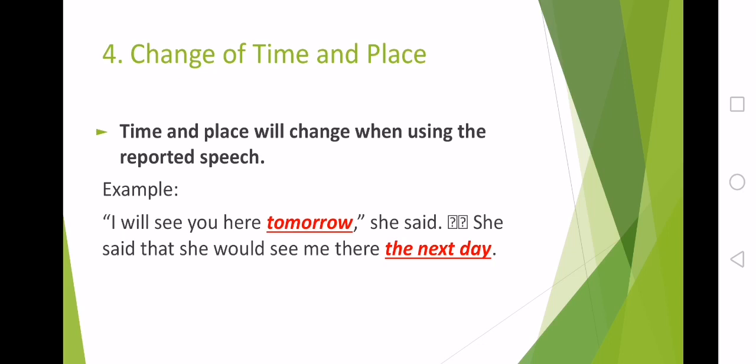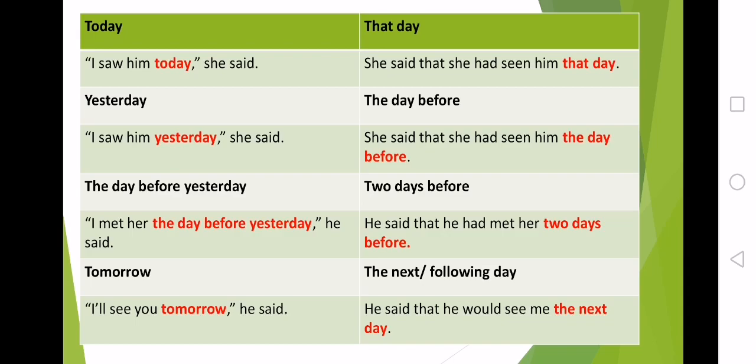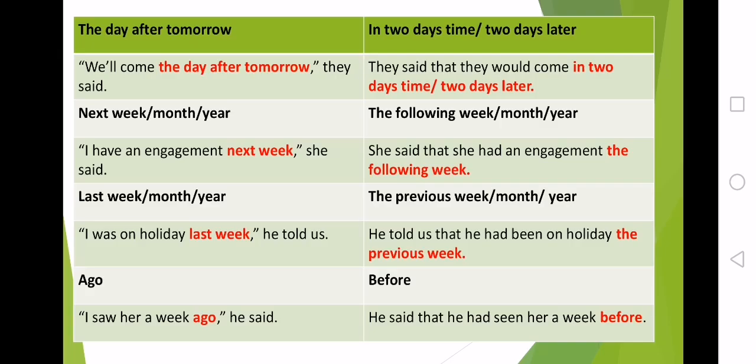And also the following table shows how time and place change between the direct and indirect speech. Today becomes that day, yesterday becomes the day before, the day before yesterday becomes 2 days before, tomorrow becomes the next or the following day. The day after tomorrow becomes in 2 days' time or 2 days later. Next week, month or year becomes the following week, month or year. Last week, month or year becomes the previous week, month or year. Ago becomes before. Please keep in mind that these two tables are very important to be memorized.